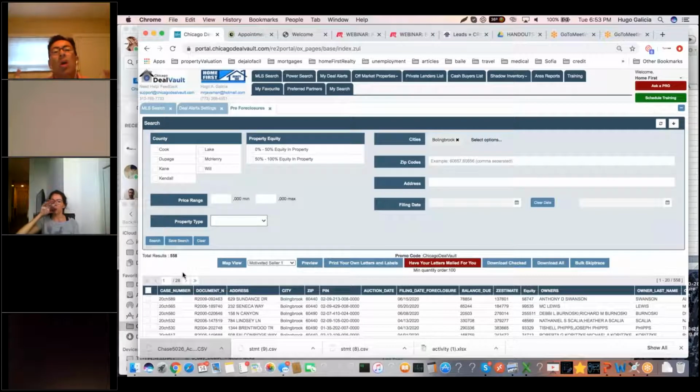When the property is underwater, meaning the owner owes more than what it's worth, they only have two options to get out of the deal. They either do a short sale or they do a loan modification. But we're not a mortgage company or a mortgage broker to help them do a loan modification.